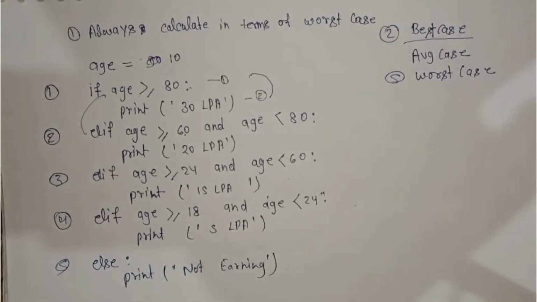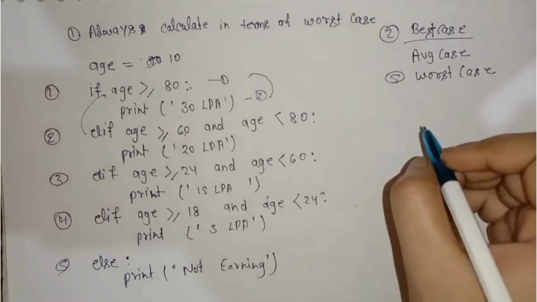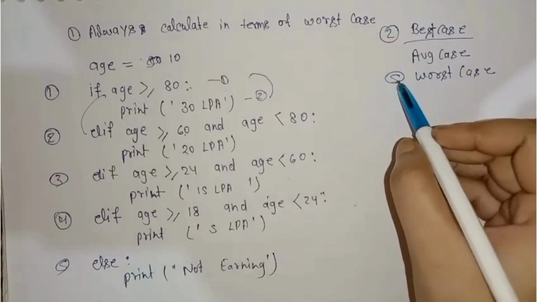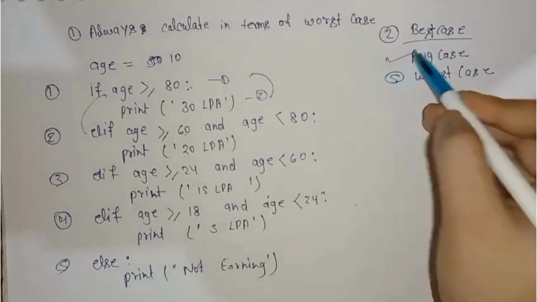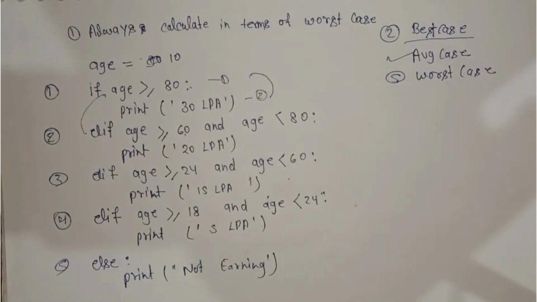Okay, for the average case, you can say the best case plus the worst case divided by 2 is our average case. Okay, so let's think about why we always calculate in terms of worst case.